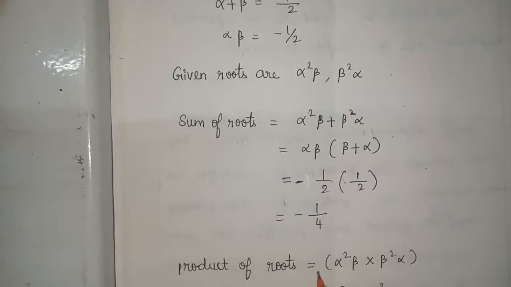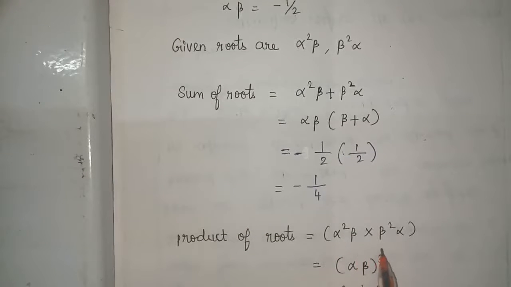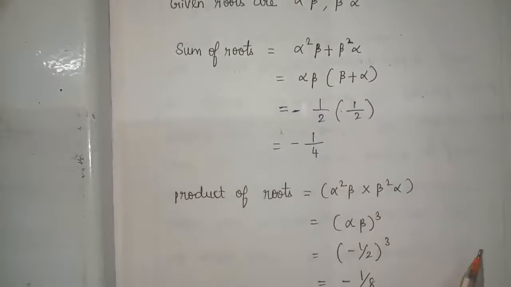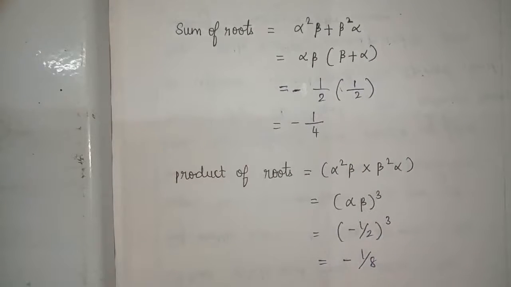Next, product of roots. Product of roots is equal to alpha square beta into beta square alpha, which is equal to alpha cube into beta cube, which is nothing but alpha beta the whole cube. Now we know the value for alpha beta is minus 1 by 2, which is equal to minus 1 by 2 the whole cube is equal to minus 1 by 8.